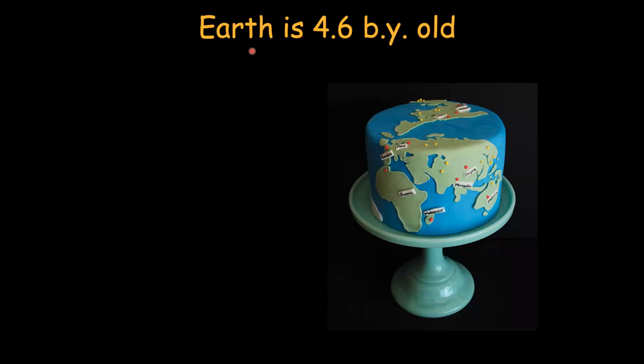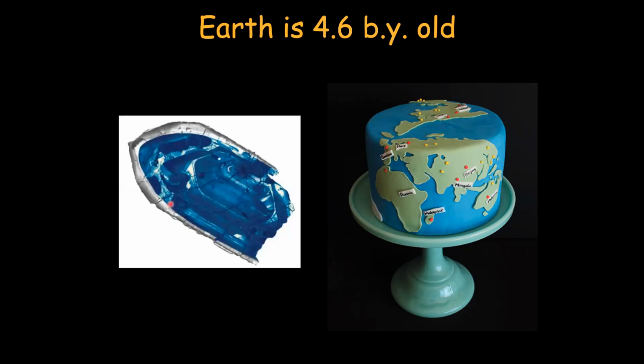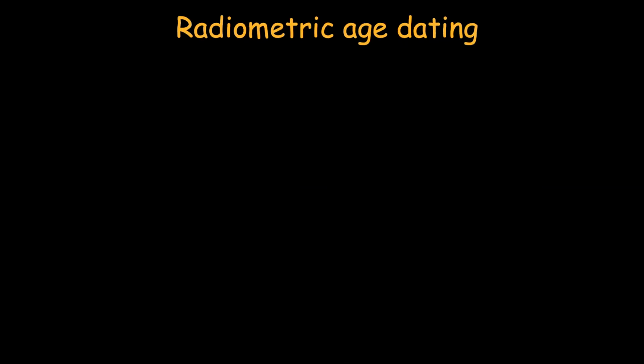So now you know that our planet is 4.6 billion years old. How do scientists determine the age of a piece of crystal that occurs on the crust of our planet? Determining the age of a piece of Earth's crust is done through a process called radiometric age dating.